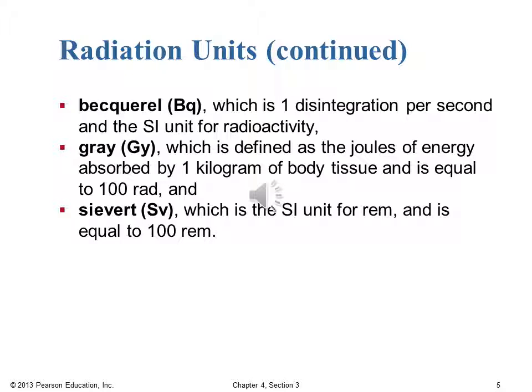Some additional units: the becquerel is defined as 1 disintegration per second, and it's the SI unit for radioactivity. The gray is defined as the joules of energy absorbed by 1 kilogram of body tissue, and it's equal to 100 rad. And then finally the sievert is the SI unit for REM, and it's equal to 100 rem. So we won't use a whole lot of these very often. It's more important in this course that you understand the differing activities of different radioactive elements, and especially the differing biological damage that can be done by these different types of radioactive decay.